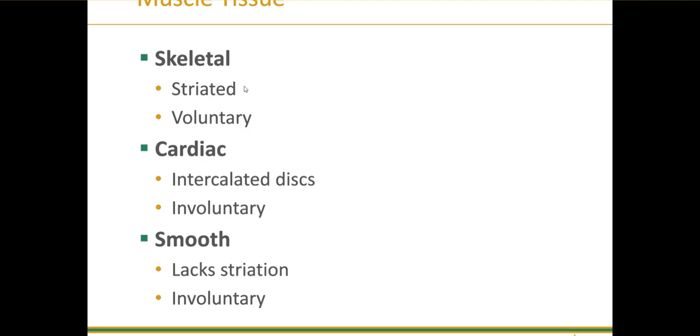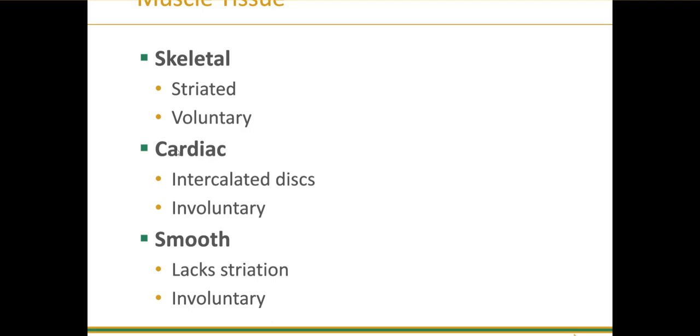Skeletal muscle tissue is striated, which means that it has light and dark bands that connect to make it look striped or striated. Skeletal muscle tissue is voluntary because it moves under voluntary control. Your body needs to send a message to your muscle to make a movement. It just doesn't move on its own.